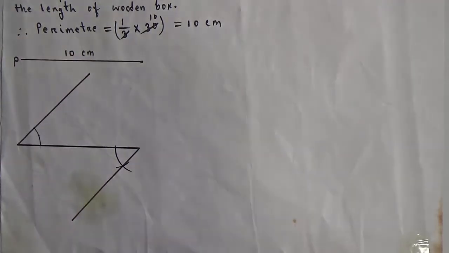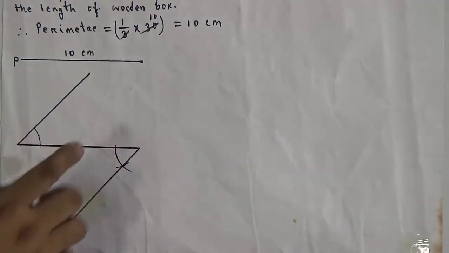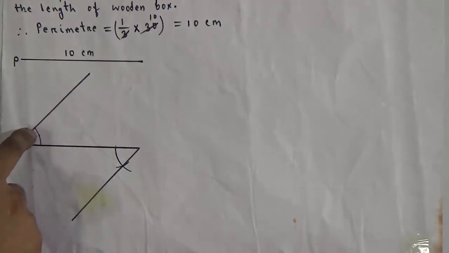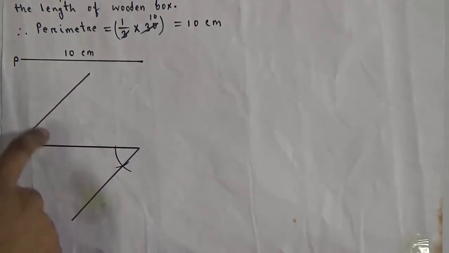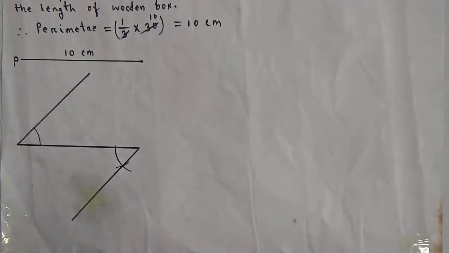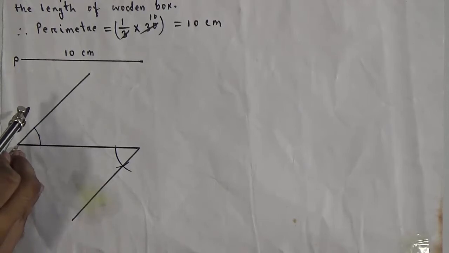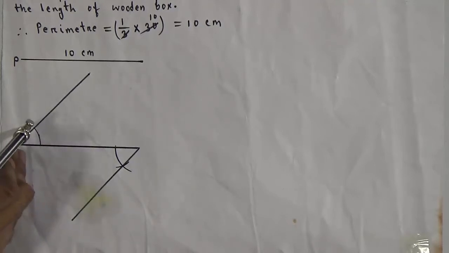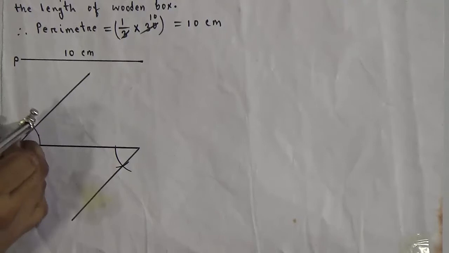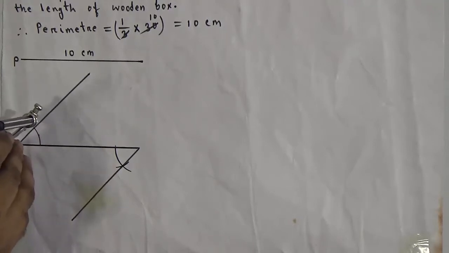Okay, dear students, this is a line segment of 10 centimeter, and in the upper side of this line segment I have drawn an angle, and in the lower side of this line segment also I have drawn another angle, and these two angles' measurement is equal. Now consider this point as center and taking any radius, at first I am drawing an arc here.